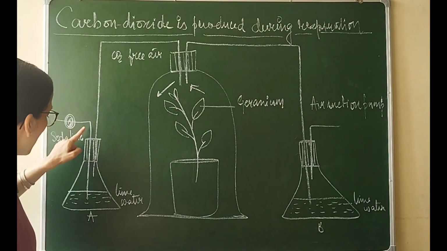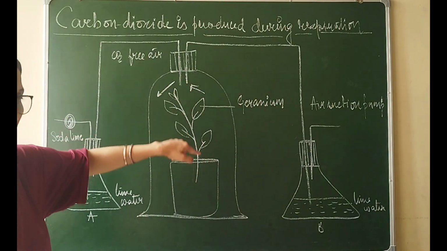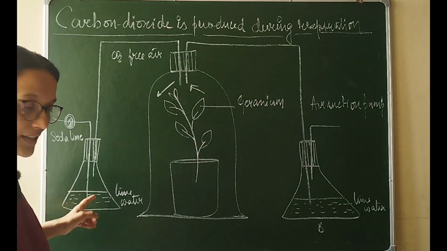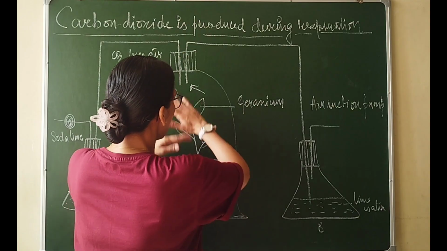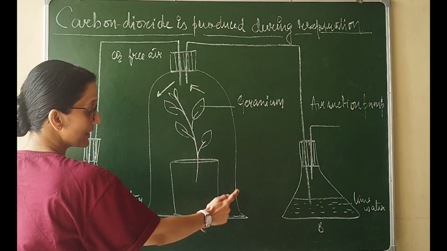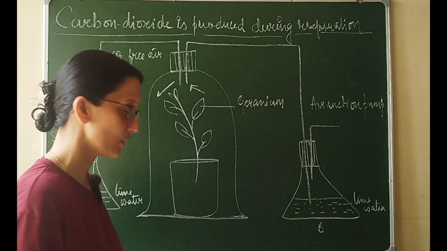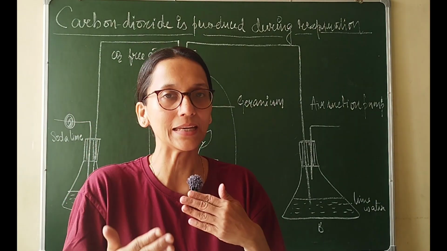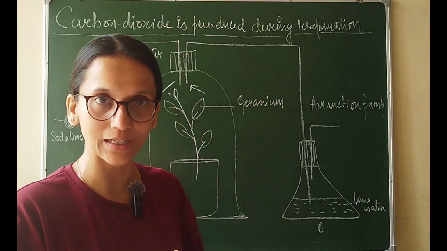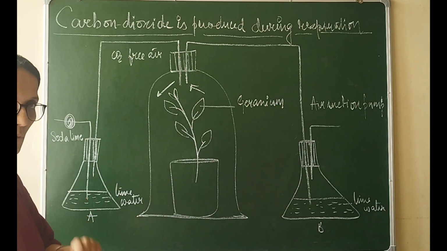But remember, the pipelines which are entering into or coming out of it are connecting the three jars together. So this is flask A, this is flask B, and this is the potted plant which is covered by a bell jar. And we also make sure that the ends of the bell jar are sealed with Vaseline, because we do not want any air coming in or going out of the experimental setup. There's one more catch here.